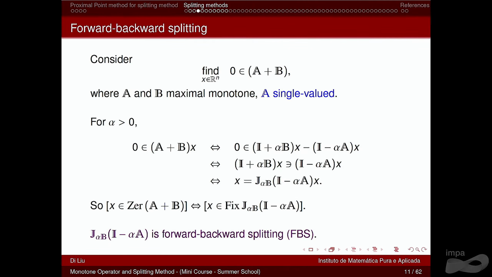So from the analysis here, we can conclude that the zero point of the sum of A and B is equivalent to the fixed point of this operator. This operator is what we call forward-backward, because here we use A in the forward direction without inverse, and we use B with its resolvent, the inverse, so it's the backward. We call this operator the forward-backward splitting, FBS.